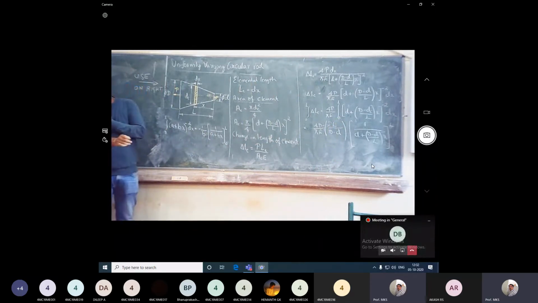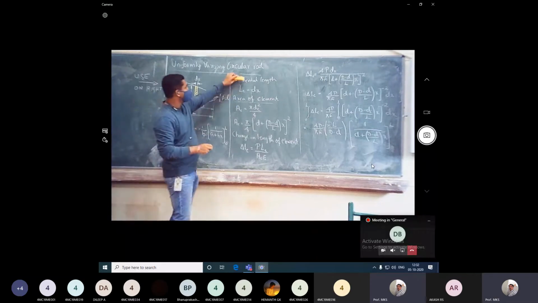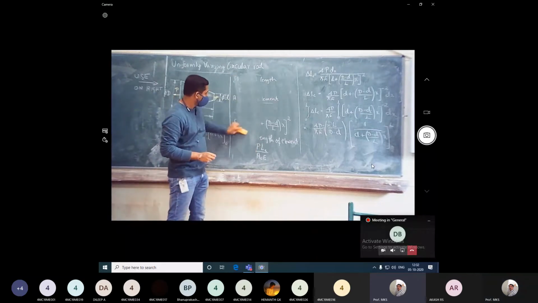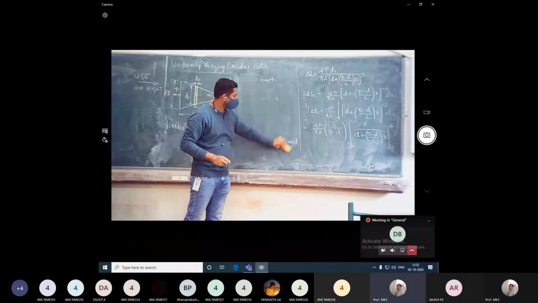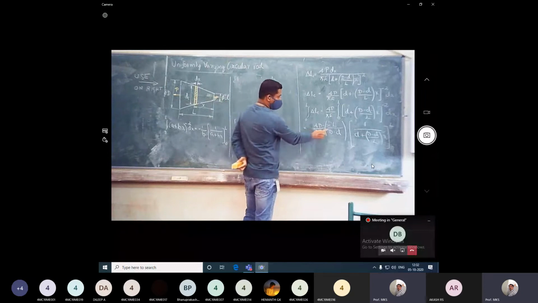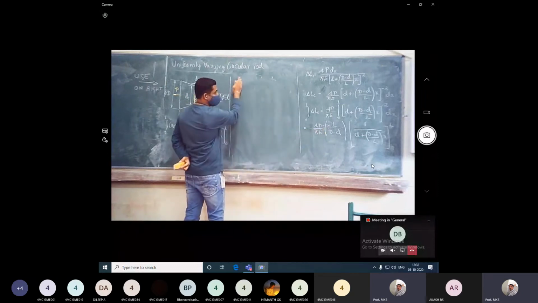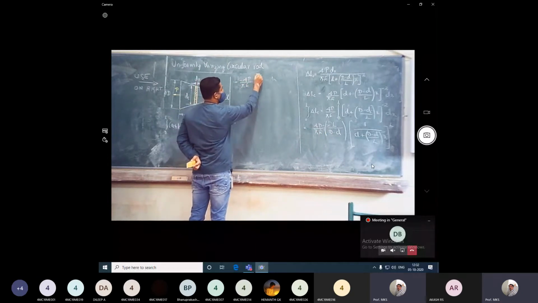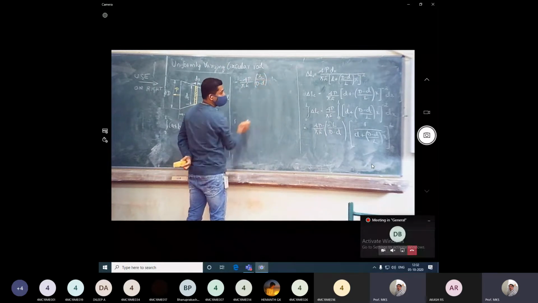So now you just apply the limits. It is integrated, you just apply the limits. I'll just write here at the center. So now what is that step? This is also constant. Just apply that. So that will be equal to minus 4P by pi E into L by D minus d.